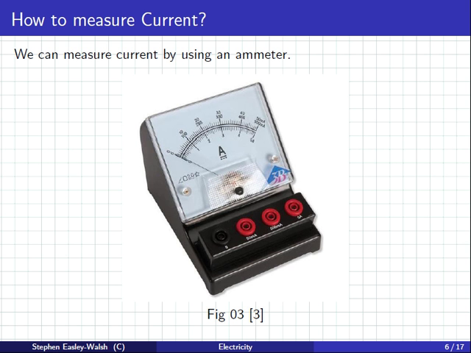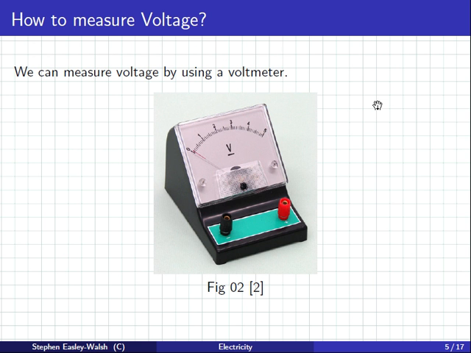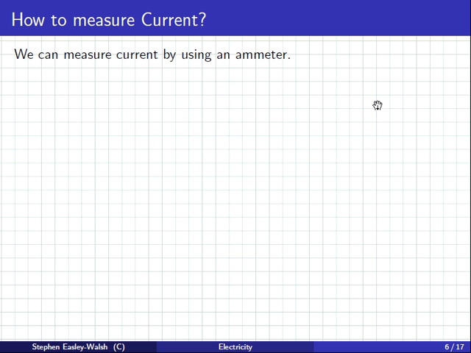Right. How do we measure resistance? What do you think we use? Resistor. No. Look here. How do we measure voltage? We use a voltmeter. What's the unit for voltage? The unit is volt. How do we measure current? Using an ammeter. What's the unit for current? Amps.